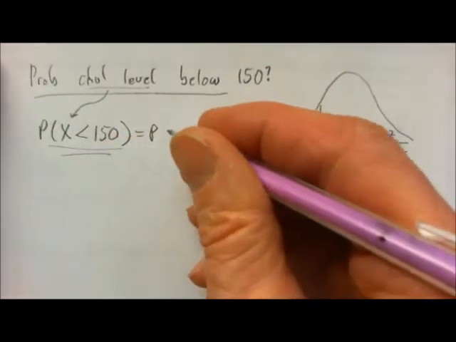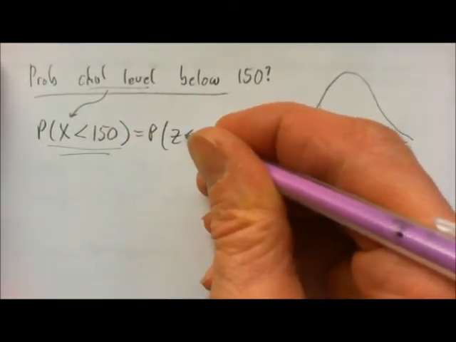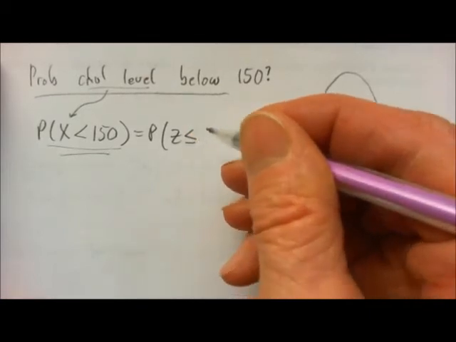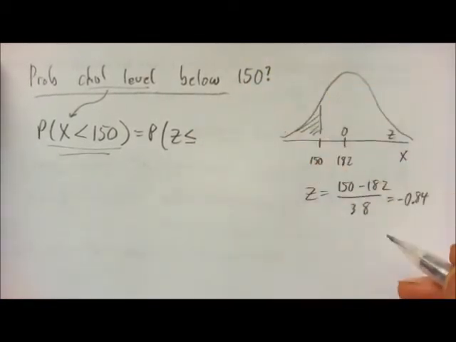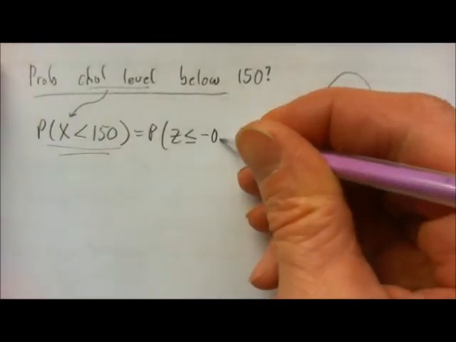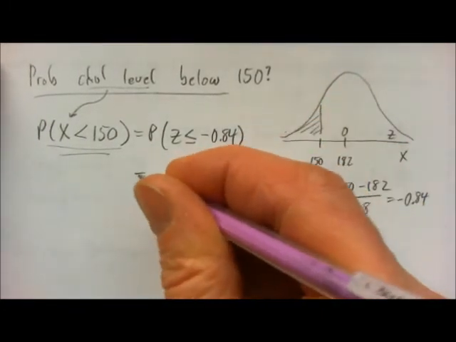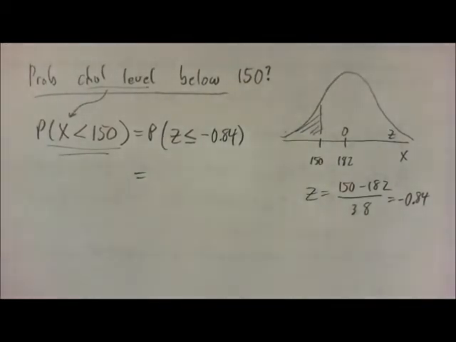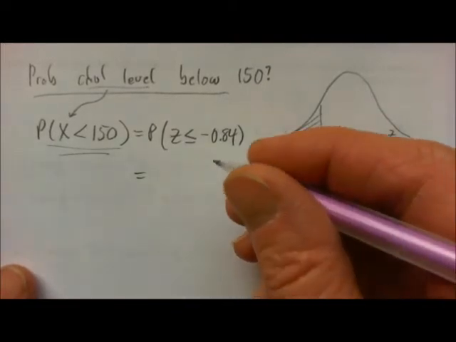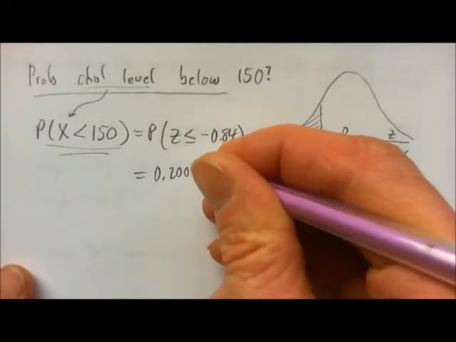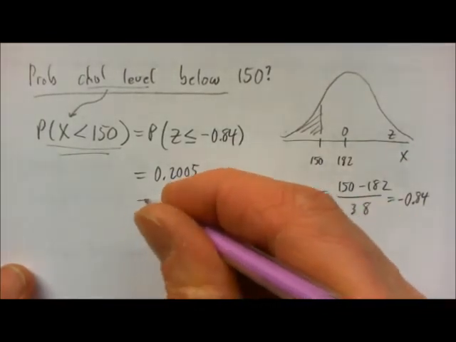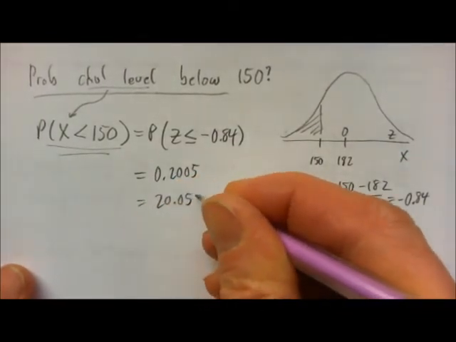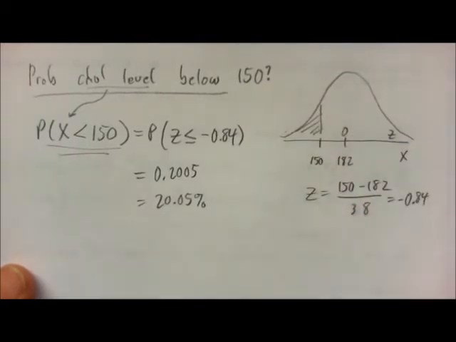So the probability that x is less than 150 is equivalent to the probability that z is less than, and I'm going to put the equals in here just because we've been using that, z is less than or equal to negative 0.84. And that value can be looked up directly on the table. When we do, what we get is 0.2005, or 20.05%, which looks reasonable based on our picture over here. Okay, so that's that one.